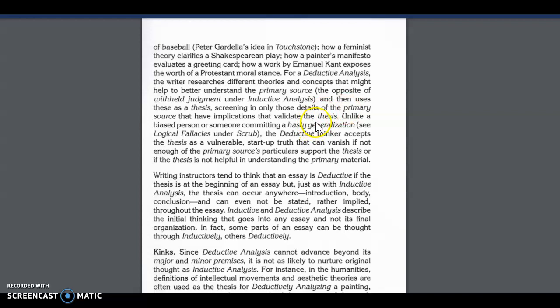Unlike a biased person or someone committing a hasty generalization, which we will talk about later in the class, the deductive thinker accepts the thesis as vulnerable, a startup truth that can vanish if not enough of the primary source's particulars support the thesis, or if the thesis is not helpful in understanding the primary material. This is important here. Not only is this a way to approach a work of literature or an essay, for example, or a research paper, it is also a way to test your claim, thinking deductively.